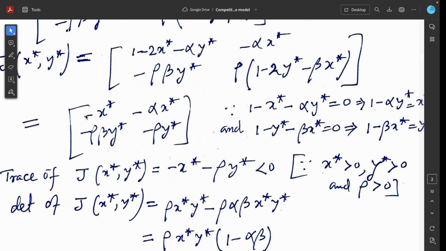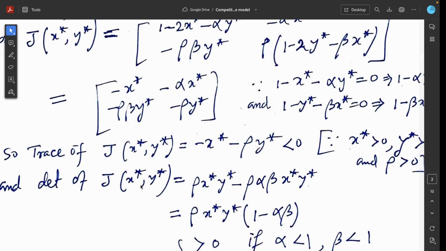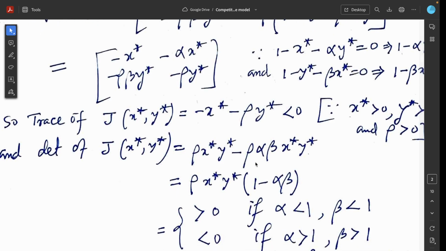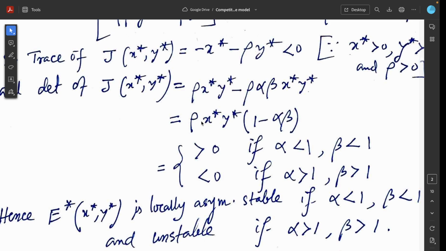Obviously, the trace of this Jacobian at the point (x star, y star) is the sum of the principal diagonal. So minus x star minus rho y star is negative, because x star is positive, y star is positive and rho is positive. So obviously the trace is negative. And the determinant of J at (x star, y star) equals this into this minus this into this, so rho x star y star minus rho alpha beta x star y star. Then taking common rho x star y star, we get the bracket 1 - alpha beta.